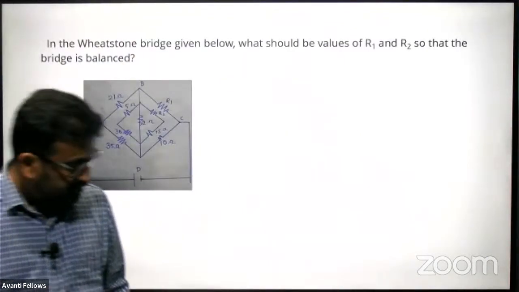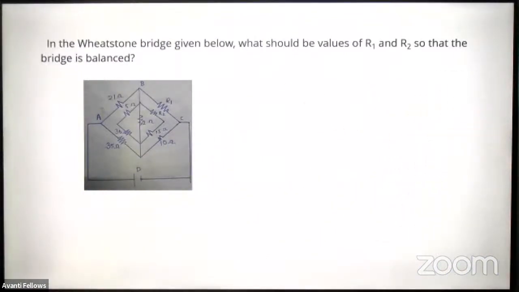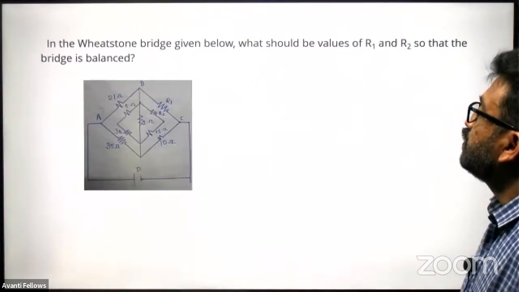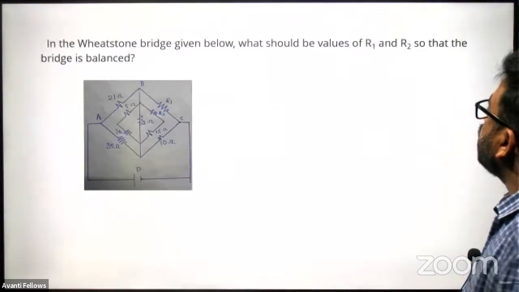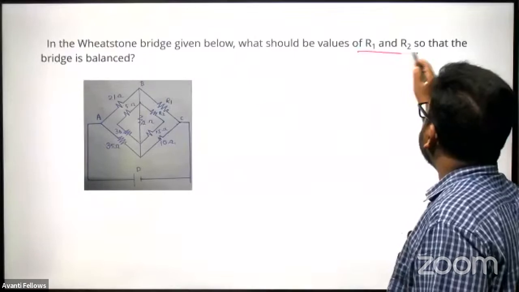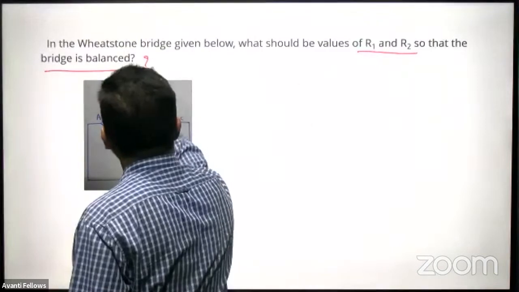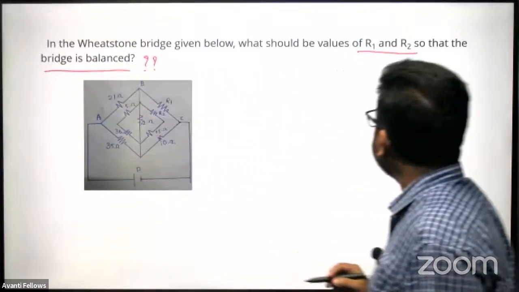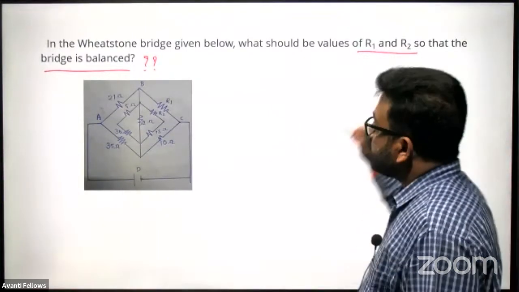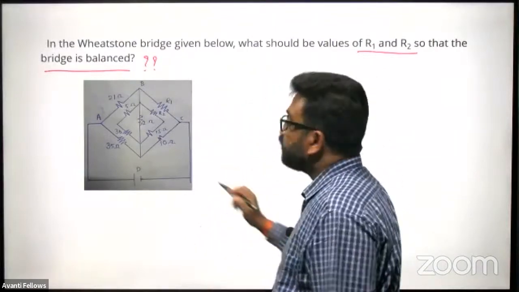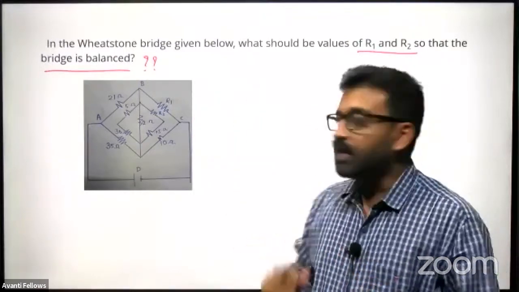Now see this question. A Wheatstone's bridge is given with resistors 21 ohm, 35 ohm, 10 ohm, and R1. What should be the values of R1 and R2 so that the bridge is balanced? Here the condition is the bridge is balanced. If the bridge is balanced, the condition is P by Q equals R by S.